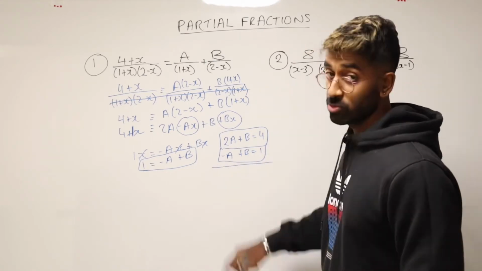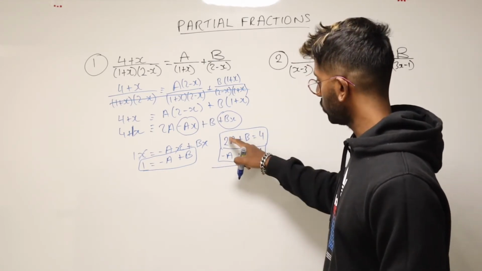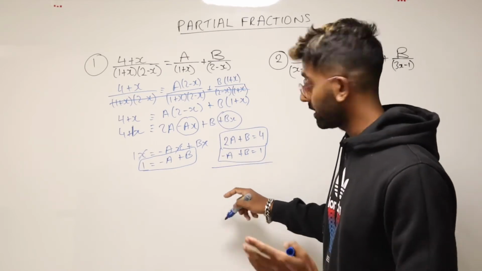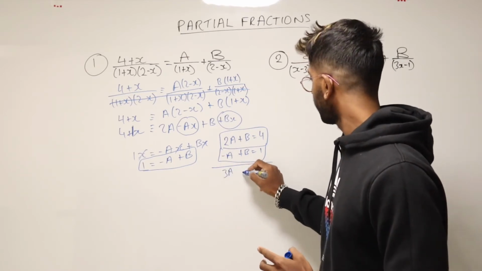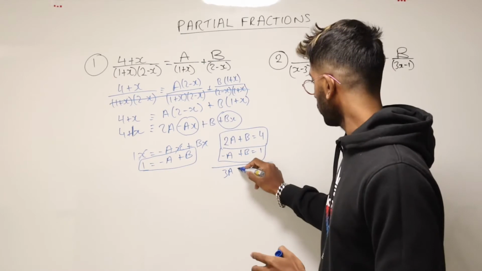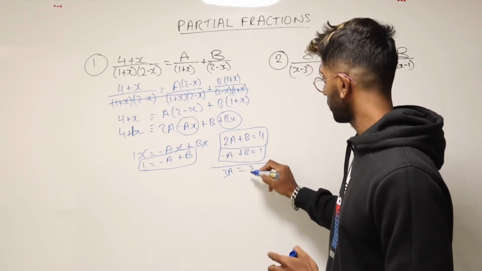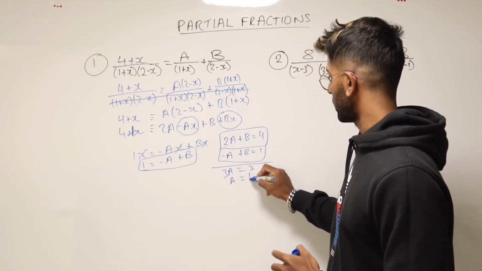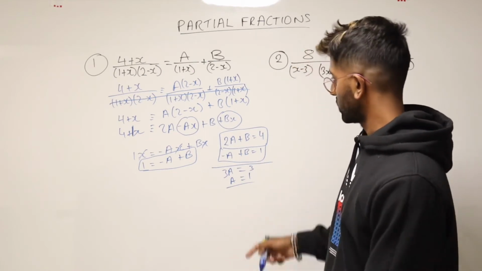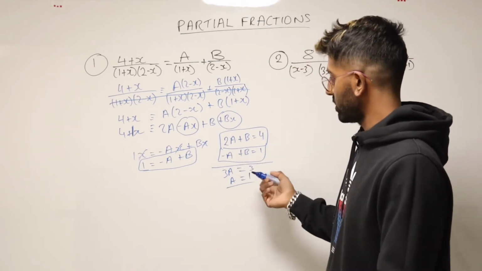And I'm going to subtract these two equations. So 2a minus a, that's going to give me 3a. b minus b is nothing, so that's gone, is equal to 4 minus 1 is 3. And so we can tell that a is just equal to 1. Sub it back in if you want into any of these and we'll get what b is.